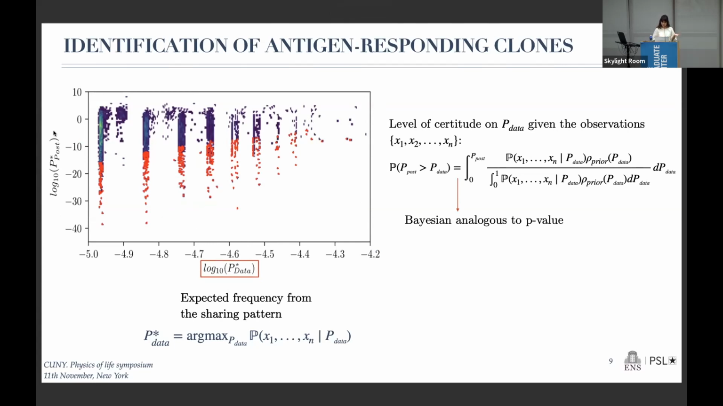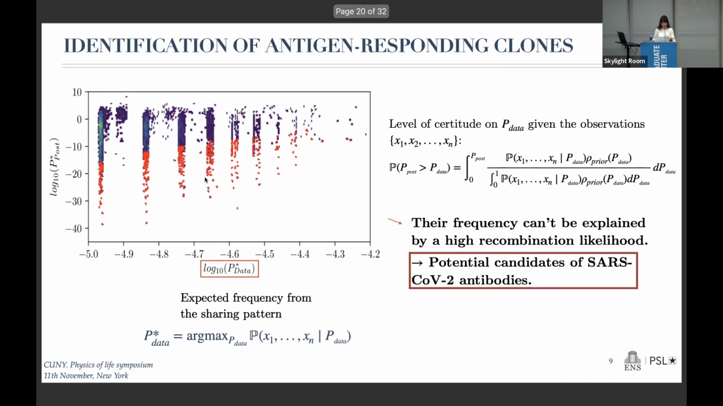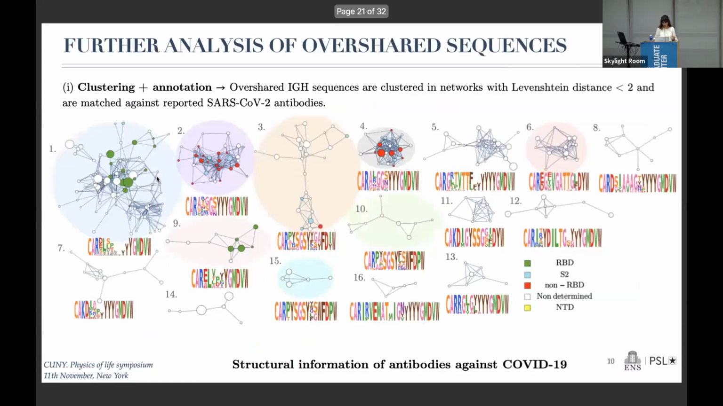So when P-post is a good probabilistic model, these two empirical and theoretical distributions should be the same. But for those sequences here in red, these outliers, P-post is no longer a good description because there is a selection acting on these sequences, and these sequences are probably potential candidates to be a SARS-CoV-2 response. So we took all these red outliers and we did some analysis.